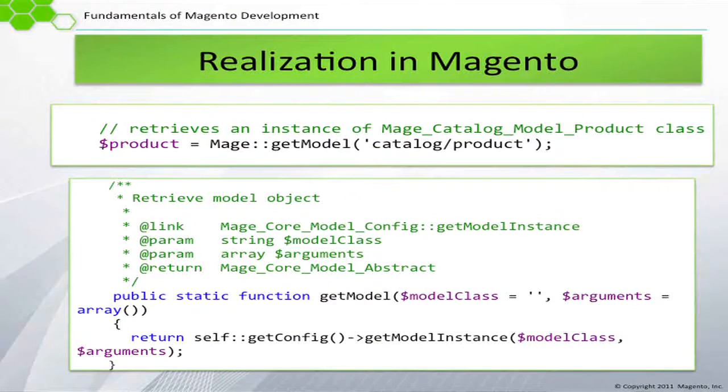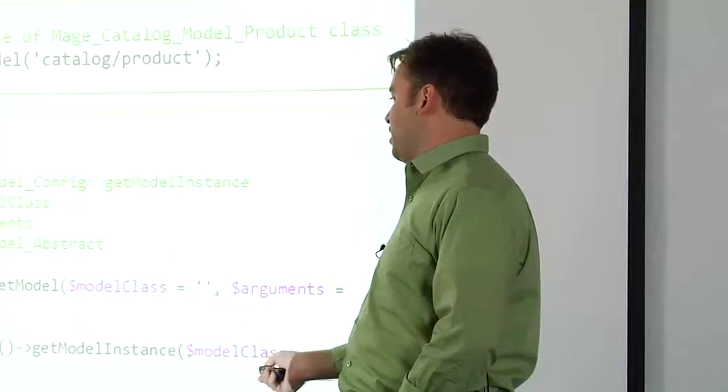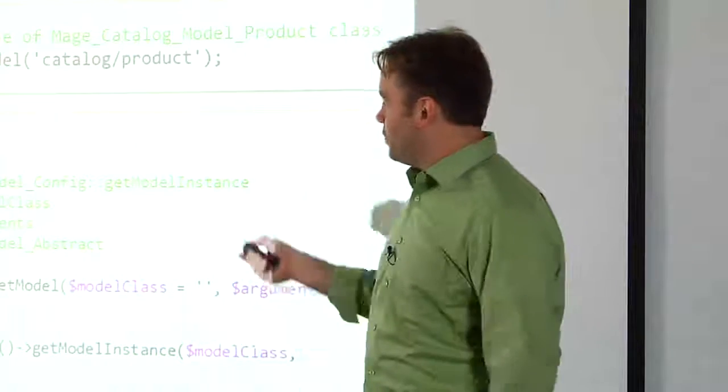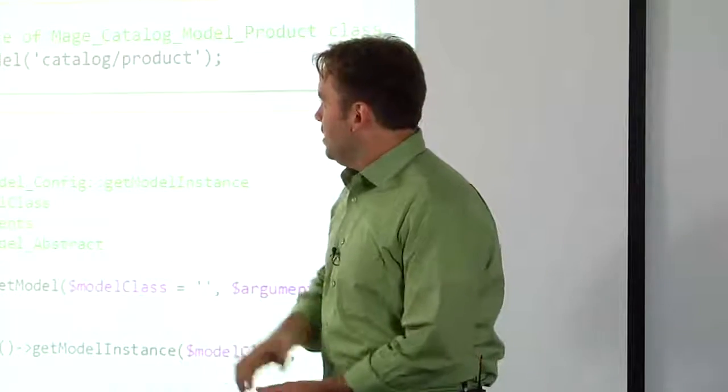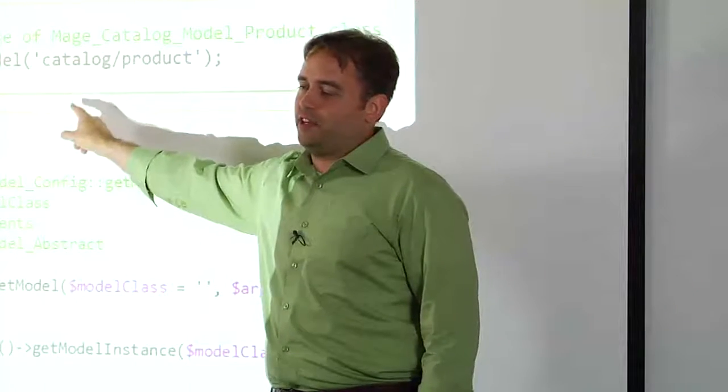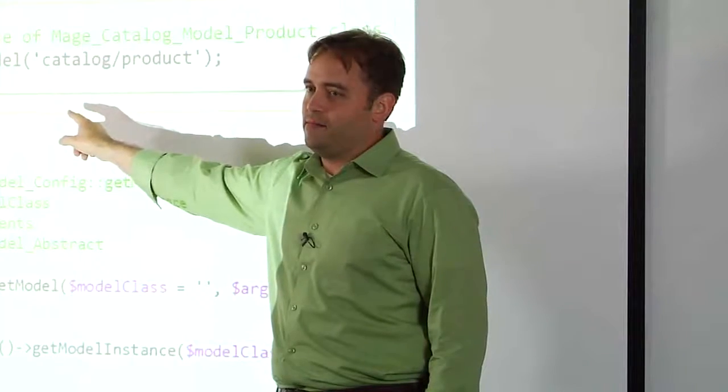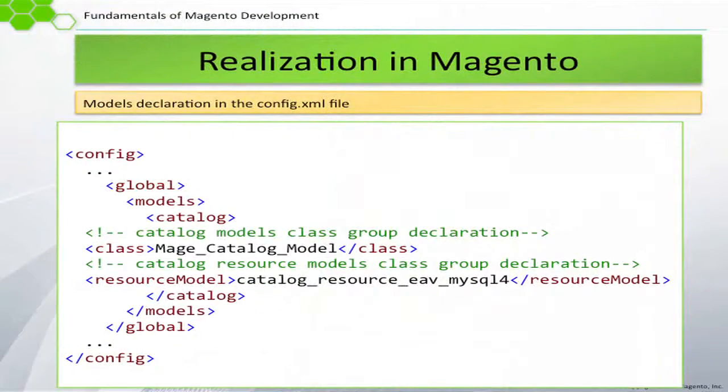Okay? If you want to leave, now's the time. There's no going back from here. Once you go down this road, you're going to start getting really excited. Mage_Catalog_Model_Product, this is what gets it. Here's that call to getModel, and then eventually you have getConfig, getModelInstance, and so on, goes through here. This is the important stuff to remember. This is configured. This is a configuration value. This is it. This is everything.